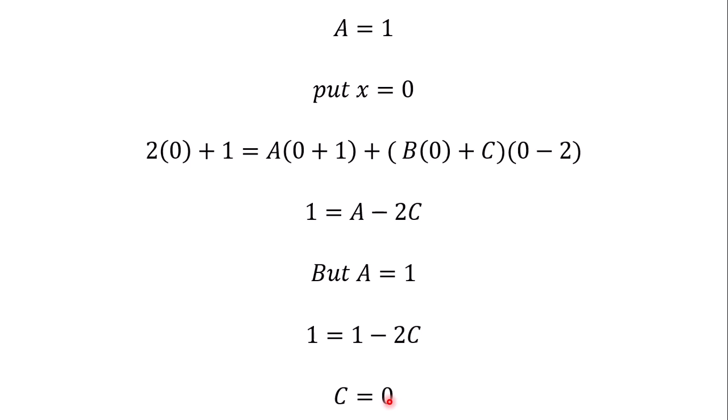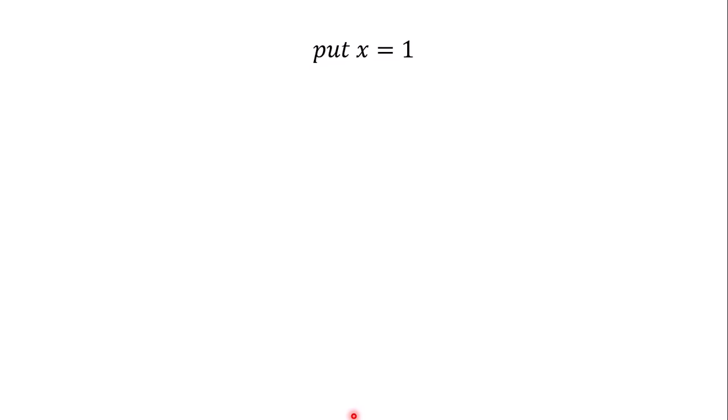You see, after putting x equal to certain values, we have managed to get the value for a and also the value for c. We are left with b. Now when we put x equal to any number apart from 2 and 0, you still get a, b and c forming a linear equation, but that won't be a problem because we know the values of a and c. So in our next step, to find b, we're going to put x equal to 1.